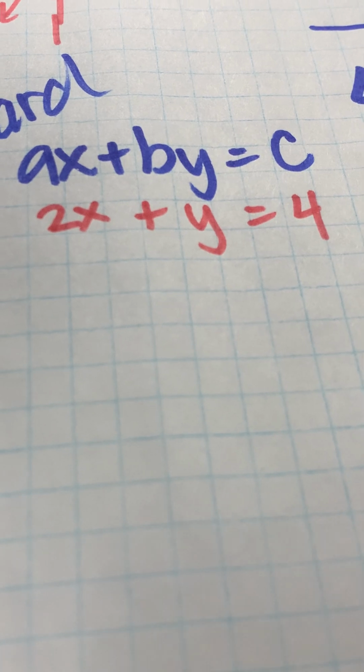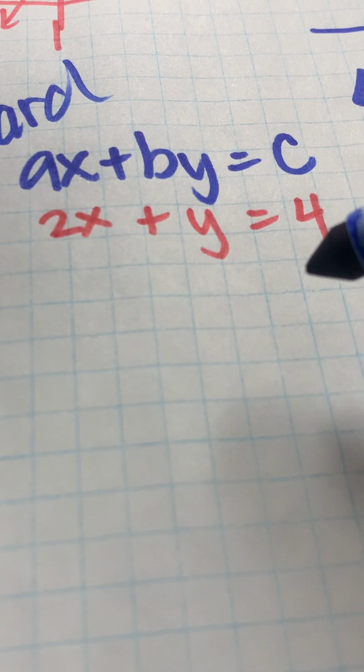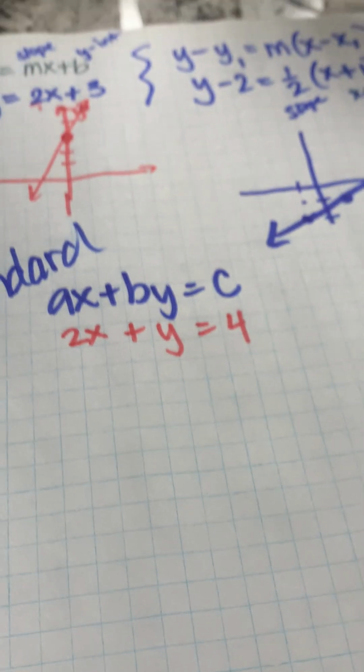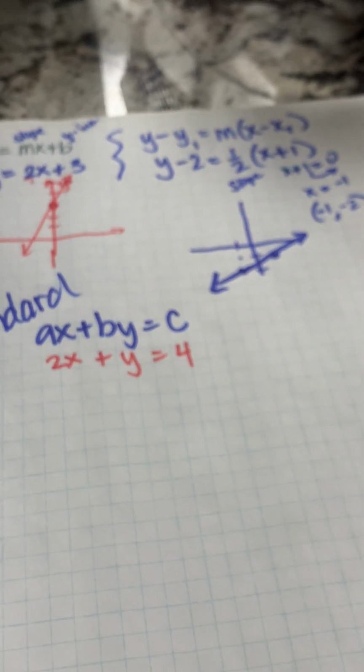And from there, you could always rearrange it. Like you could leave the y there and move the 2x over. So then you could manipulate it and you could get it in y equals mx plus b form if you want to. Okay, so I don't know if that's all you need or you need more.